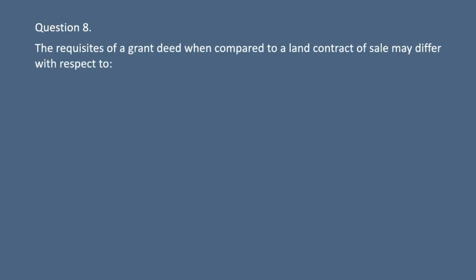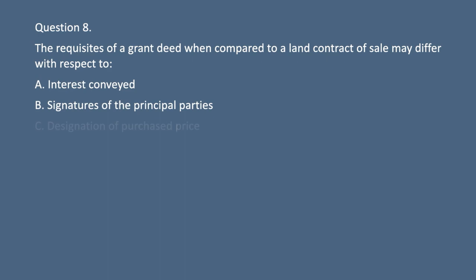Question 8. The requisites of a grant deed when compared to a land contract of sale may differ with respect to: A. Interest conveyed. B. Signatures of the principal parties. C. Designation of purchase price. D. All of the above.